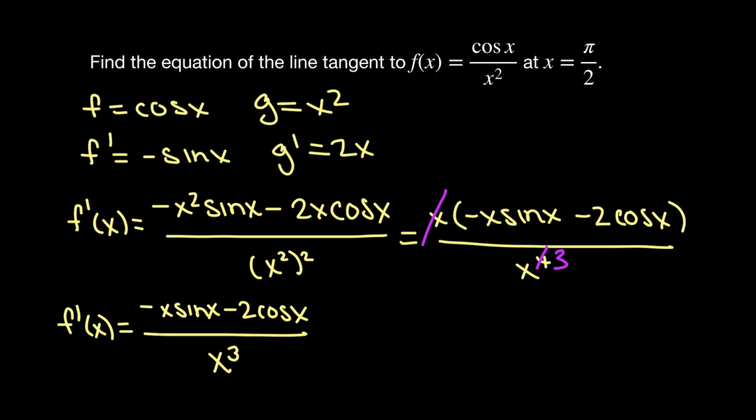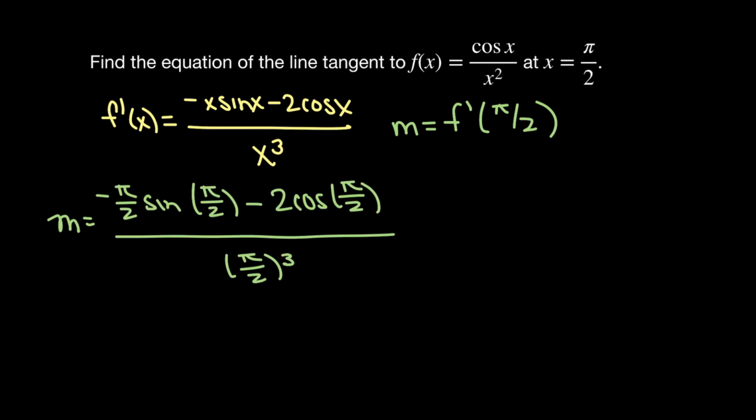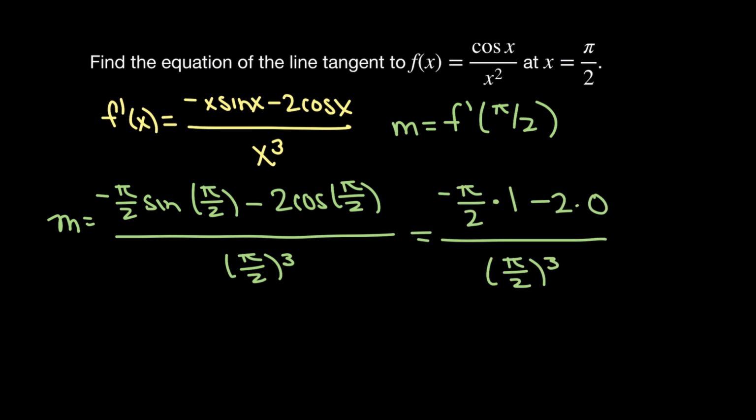Now, if we want to find the equation of a tangent line, we have to find the slope of our tangent line. And the slope of our tangent line is going to be that derivative at our point of tangency. So we're interested in our tangent line when x is pi over 2. So I'm going to plug pi over 2 into my derivative. So let's see, we've got a lot of computations to do here.